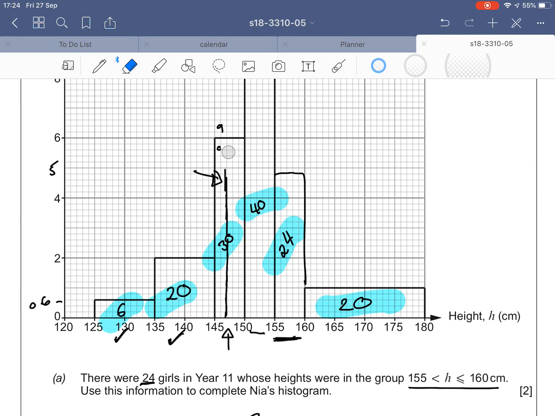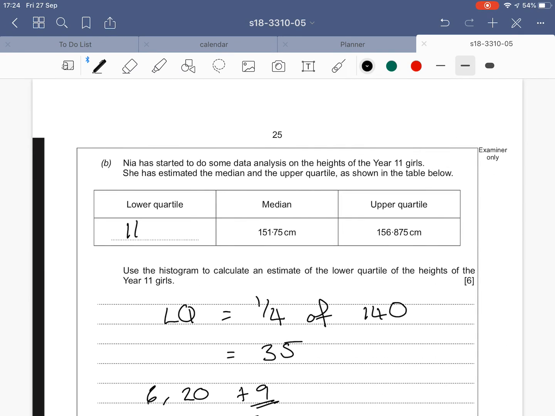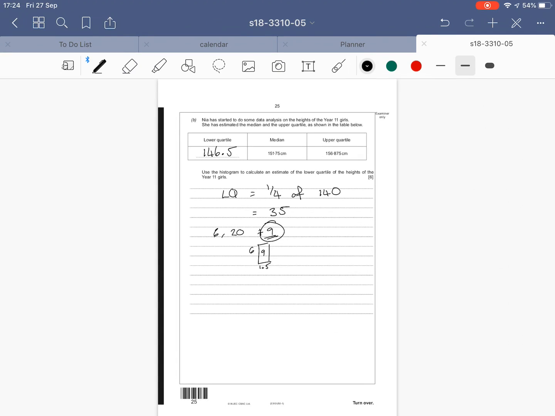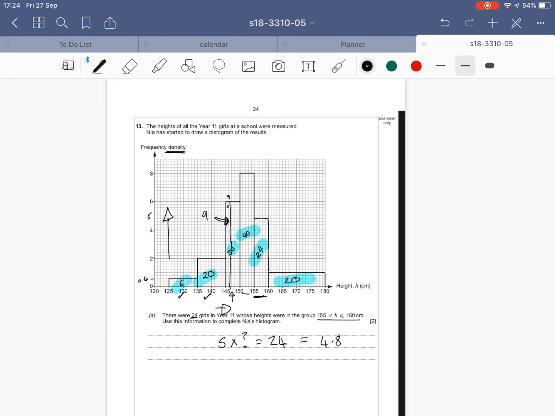I'm just going to get rid of what I just drew. So it's actually 1.5. So it's just going straight through the middle of that line. So if I read across, that's going to be 146.5. So our lower quartile is 146.5. So they needed an extra 9 people because you already got 6, already got 20. The area of this extra bit had to be 9. So 6 going up times what across is 9 is 1.5.